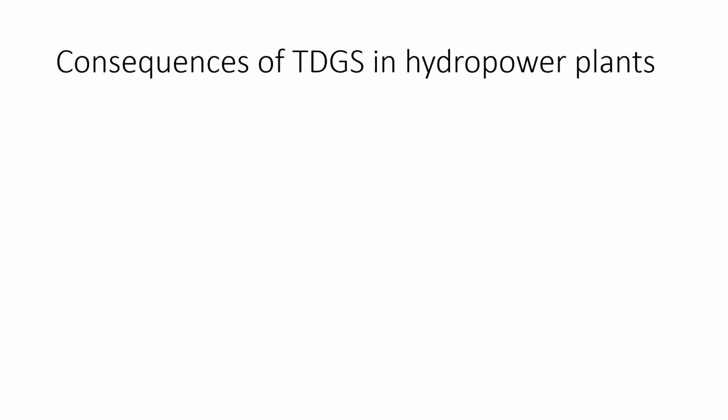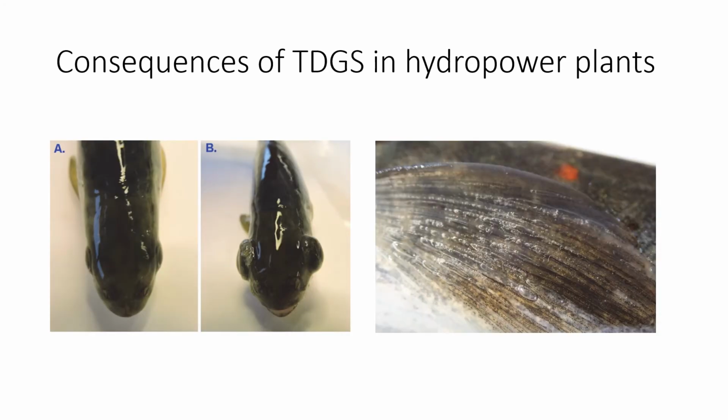The consequences of total dissolved gas supersaturation in hydropower plants can be severe for the fish and other aquatic species that live in the river. When the dissolved gas starts to come out as bubbles in the water, this is happening over long stretches of the river. If this happens, as the water is moving through the gills of the fish, these bubbles might be transported into the body of the fish, to the eyes, as you can see in picture B, or other parts of the fish.